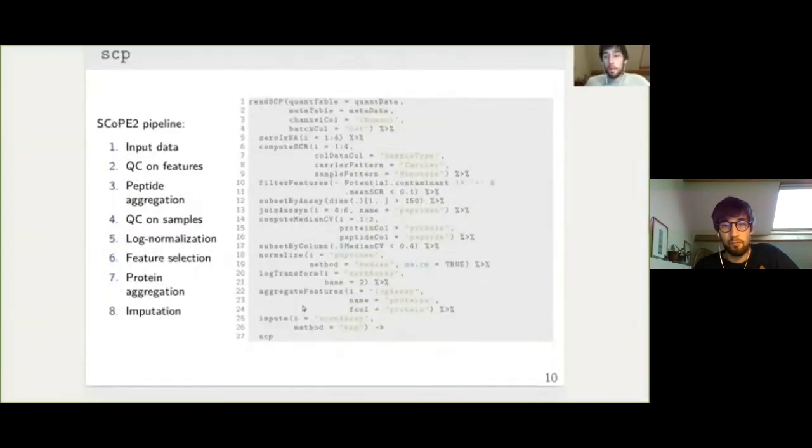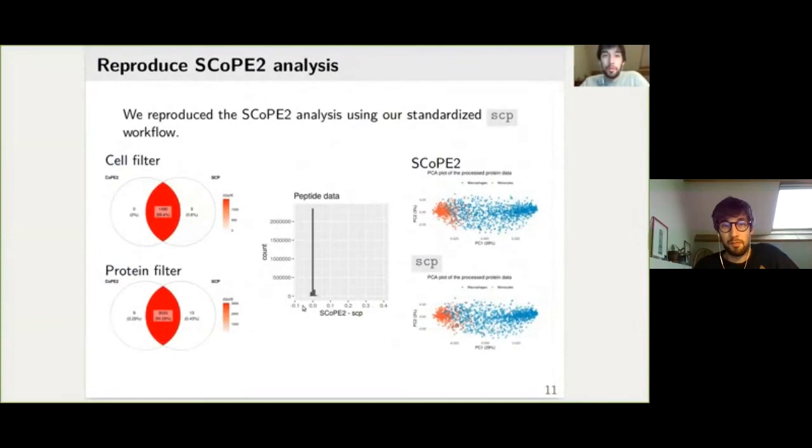So we applied our tools to reproduce the SCoPE2 analysis, and we can compare those two results. First, on the left, you'll notice there were different filtering steps. Do we get the same results out of those filters? If we look both at the cells and the proteins, we can see there's almost a perfect overlap between the two datasets, meaning that we could correctly reproduce the filtering steps. But okay, it's nice to have the same filters, but do we actually have the same data?